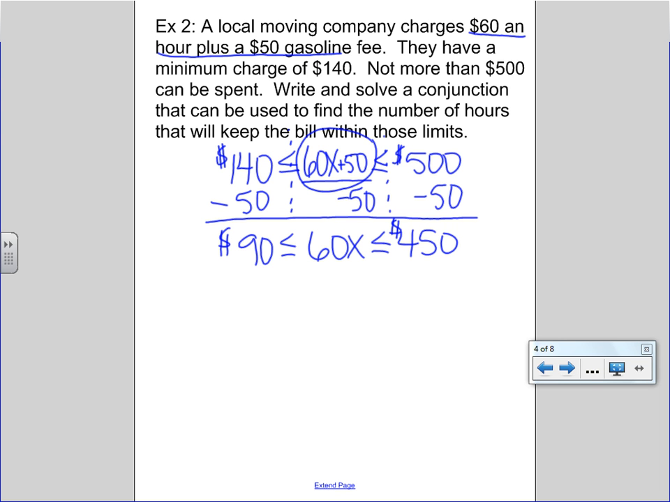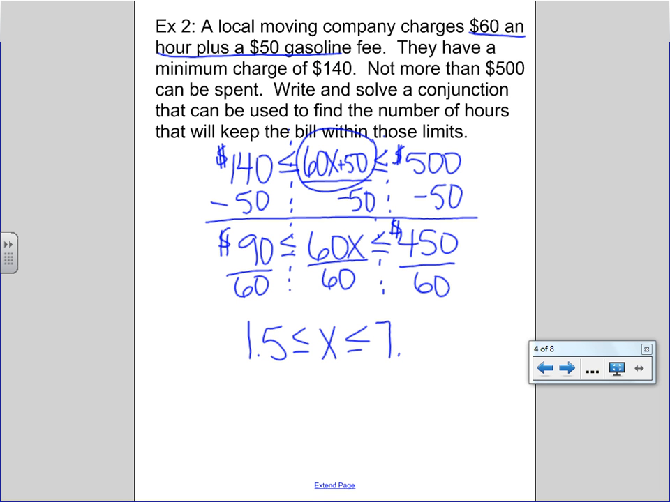Now, I still need to get x by itself. It's currently being multiplied by 60, so I'm going to divide by 60. And again, I have to do that on every side of the inequality. So I'm going to divide by 60 here, and I'm going to divide by 60 here. When I do that, I will get 90 divided by 60 is 1.5, is less than or equal to x, is less than or equal to 450 divided by 60 gives us 7.5.